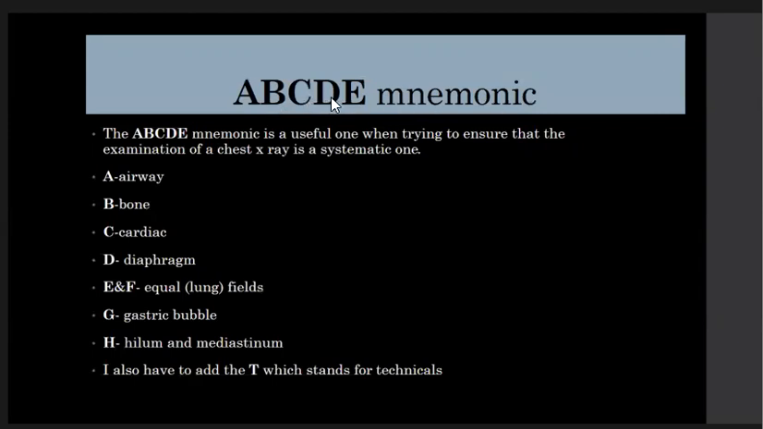Another mnemonic, A, B, C, D. A is for the airway, B for the bone, C for cardiac, D for the diaphragm, E and F equal lungs, G for gastric bubble, H for the hilum and mediastinum. I also have a T, which stands for technical.